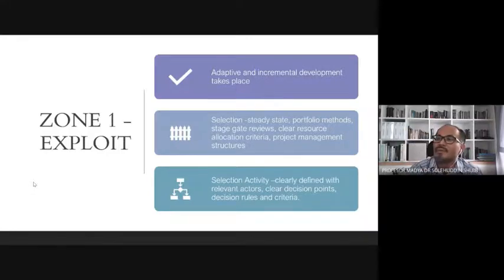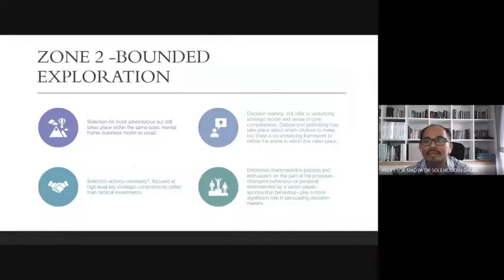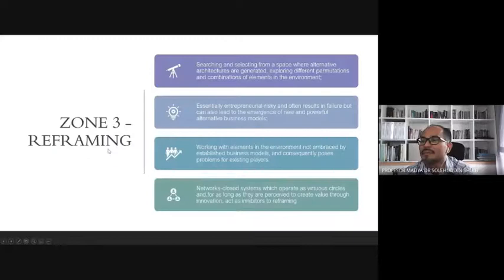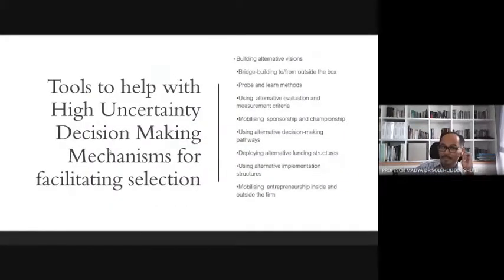I think you can go through it on your own. Zone 1, I mentioned, is to exploit. For zone 1, we adopt incremental development, selection of a steady state portfolio method, with the selection activity clearly defined with relevant players. Next one is bounded exploration. These are the explanations that I mentioned just now. Next, what are the tools to help us with a high uncertainty decision-making mechanism to facilitate selection? And these are lists of tools that will help us.